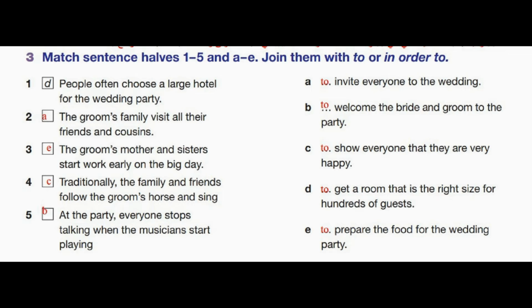4. C. Traditionally, the family and friends follow the groom's horse and sing to show everyone that they are very happy. 5. B. At the party, everyone stops talking when the musicians start playing to welcome the bride and groom to the party.